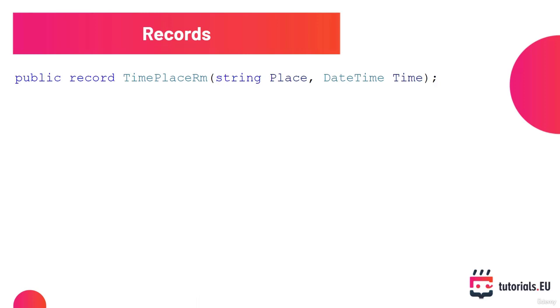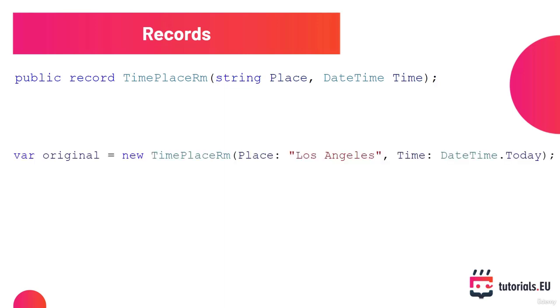In a class, you could simply go ahead and change a field as long as the property is not read-only. But in records, you cannot change a property after initialization. Here we got the code where we instantiate a new time place read model, and we assign some values to place and time property. Now if we try to say, for example, original.place equals Berlin instead of Los Angeles, notice original is the name of that instance, we cannot do that. The record is denying changing those fields.